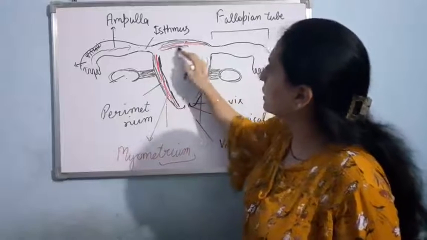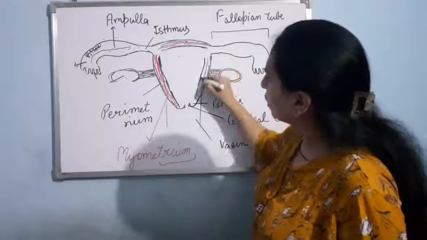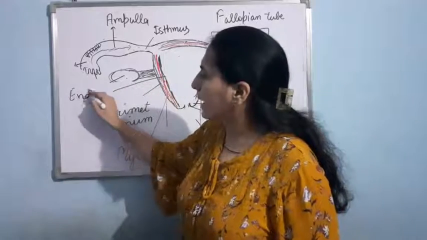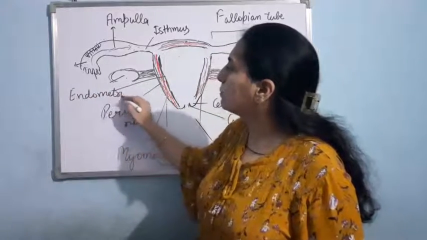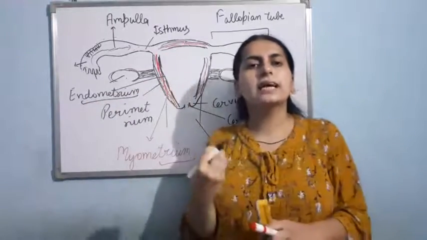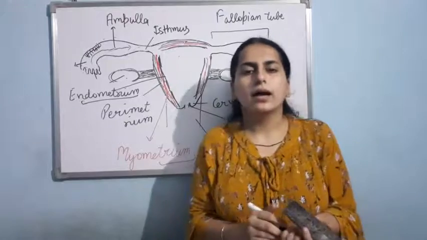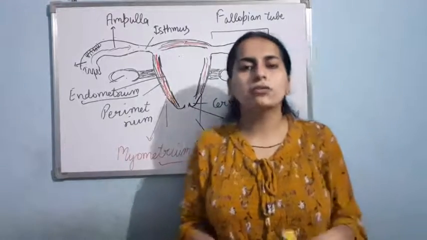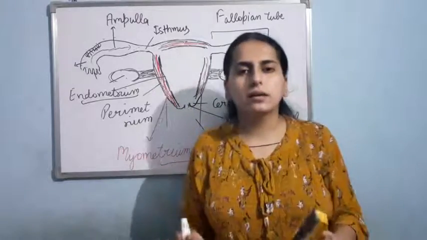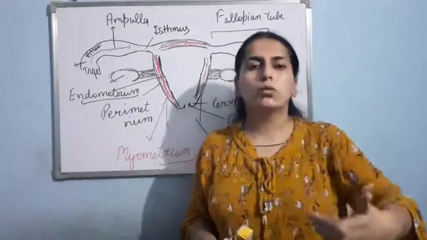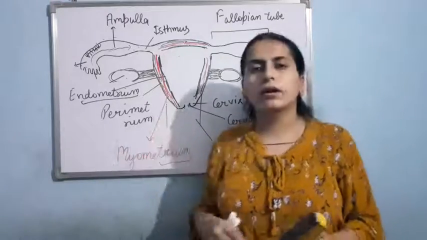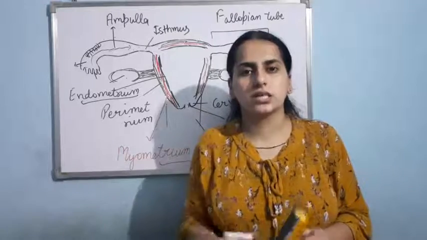This innermost layer is endometrium. Why this is very important? Because in the menstrual cycle, this layer undergoes cyclic changes. Okay, menstrual cycle also we have to discuss. I'm just telling you in brief. During the menstrual cycle, there are changes in the hormones. Hormonal levels get changed. And as a result, this endometrium undergoes several changes.